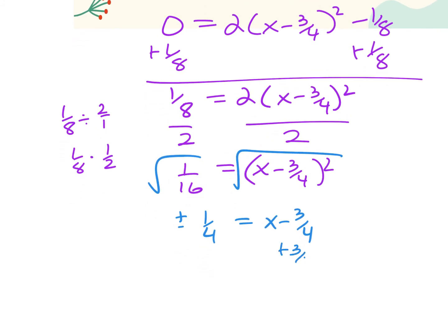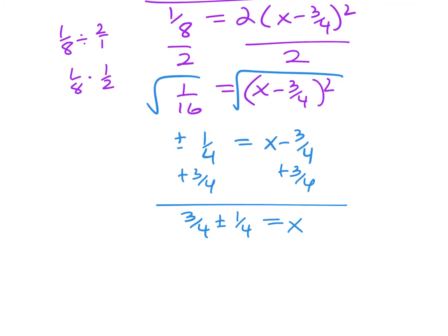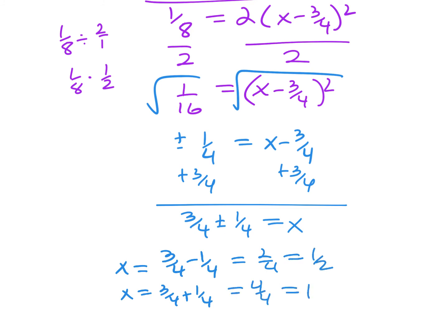Add the 3/4. I actually have to do the math here because the radical's totally gone. So 3/4 plus and minus 1/4 equals x. So I would get 3/4 minus 1/4 and 3/4 plus 1/4. This is going to give me 2/4, which is 1/2. This will give me 4/4, which is 1 whole. So my x-intercepts are at (1/2, 0) and (1, 0). So these are my x-intercepts.